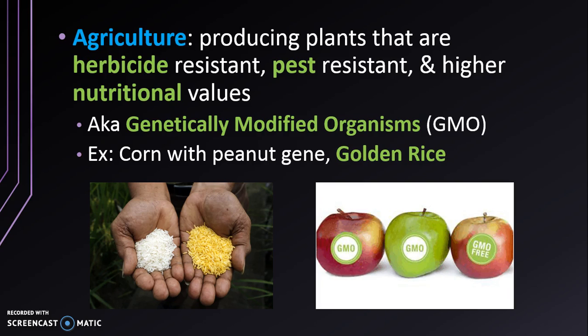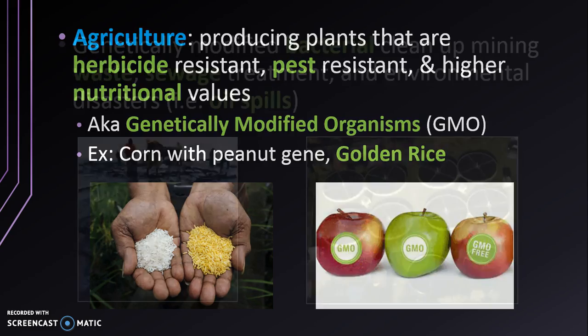So we call these organisms genetically modified organisms, or GMOs. So if you've seen that around or on labels or boxes, that's what we're talking about. And some examples of plants that have been genetically modified. There's a lot of corn that has been inserted with a gene from peanuts, because peanuts are highly nutritious. And another is golden rice. And here's a picture of it. This is normal white rice and golden rice, which has inserted a gene of beta carotene into it, which makes it more nutritional than just normal rice.